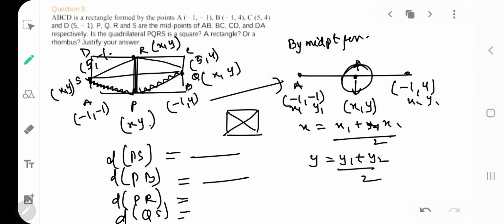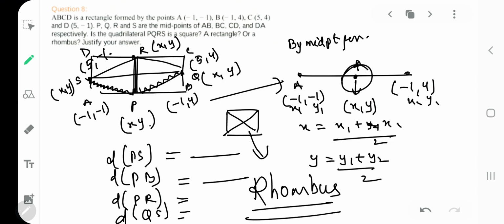You cannot write that once you got the adjacent sides PS and PQ equal, it is a square. No, you have to show that the diagonals are also equal. If the diagonals are equal, this will be called a square. But if the diagonals are not equal, then it will be called a rhombus. Got my point clear? Shall I pack up here? If you have any doubt, you can message me.